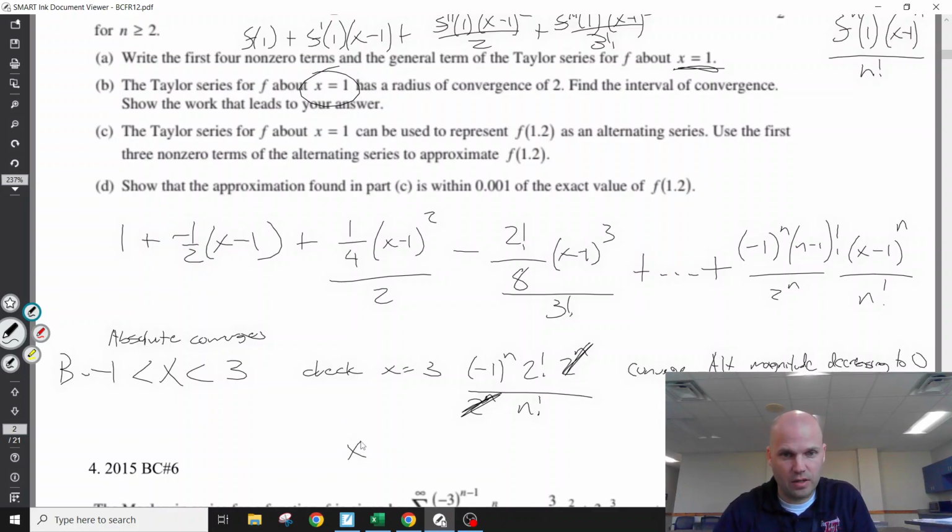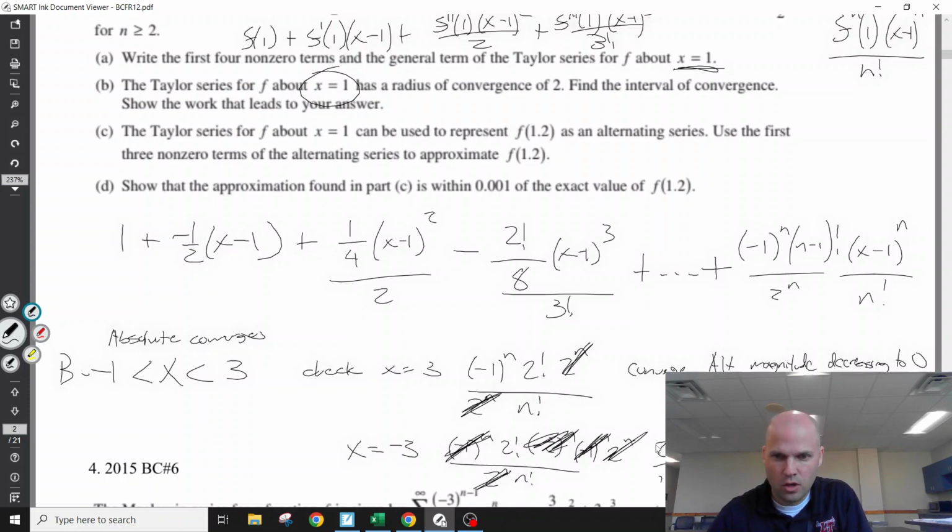If I check -3, I'm going to get everything's the same, except I'll have a -1 attached to it, which means it'll, this is -1 to the n times 2 to the n, so these will cancel and be a positive. 2 to the n's will cancel, so I'd have 2 factorial over n factorial. Also converges. Now to explain why it converges, that's when it's tough.